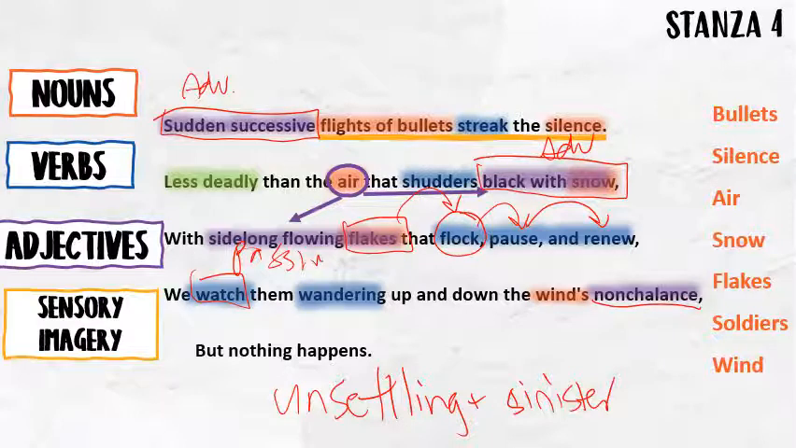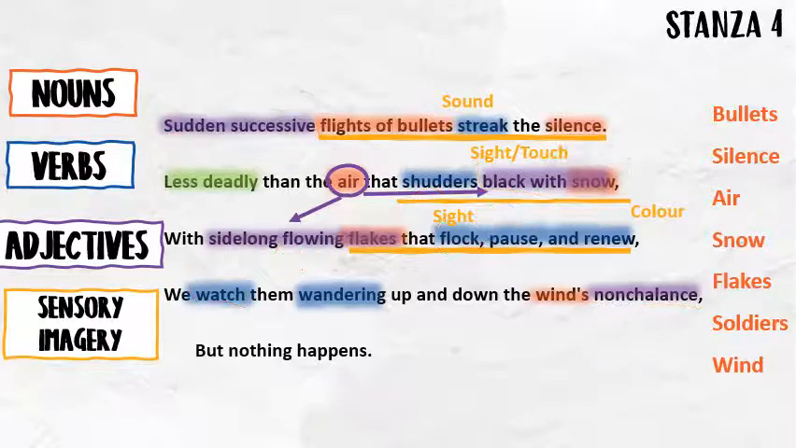The sensory imagery. Flights of bullets streak the silence is some sound. We have some sight and touch here, and we have some more sight. One thing that I want to note is this use of sound in this first line. Sudden successive flights of bullets streak the silence. So we can see that the silence is interrupted by the harsher sound of machine gun fire, and this increases the sense of danger.